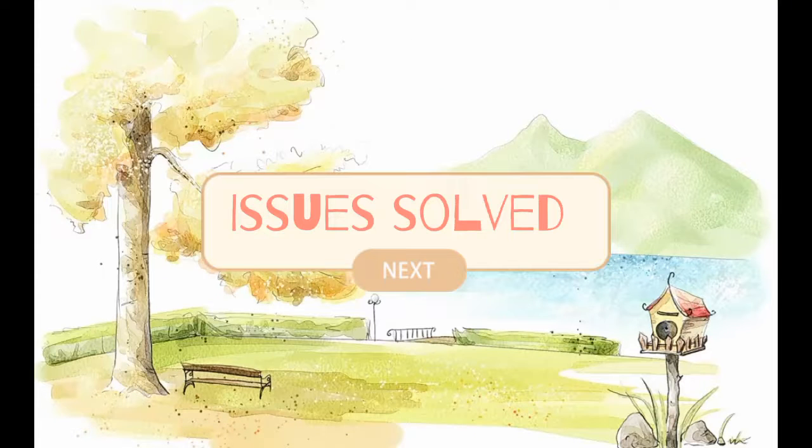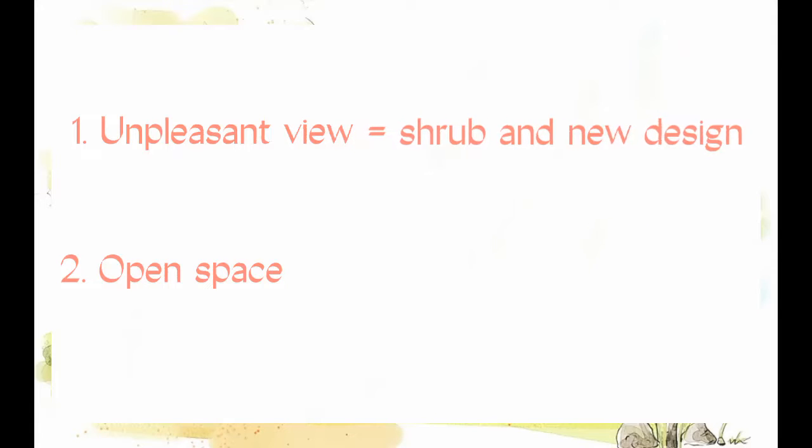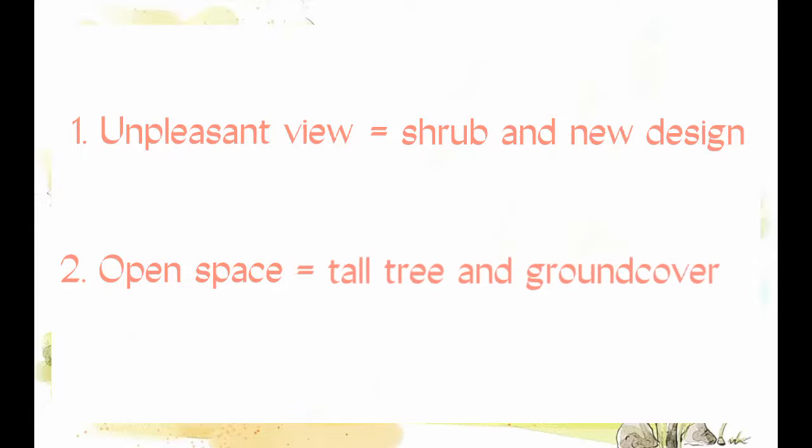There are several issues that had been solved which are the unpleasant view exists at the area and the open space that gives sunny area and lack of ground cover. The unpleasant view had been replaced with some shrub and new design at the area, while the open space had been planted some tall tree to provide shade and also add ground cover to avoid the floor from muddy during rainy day.